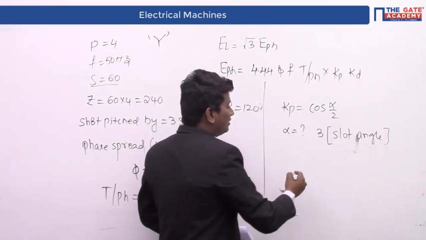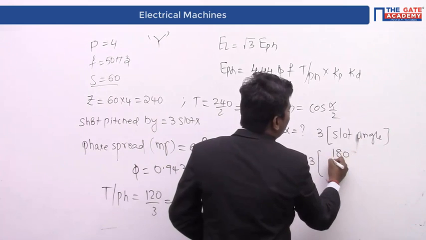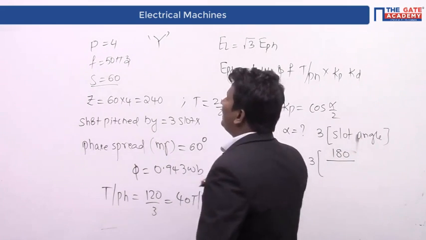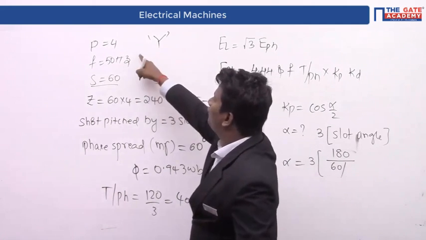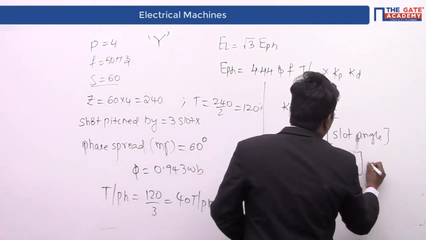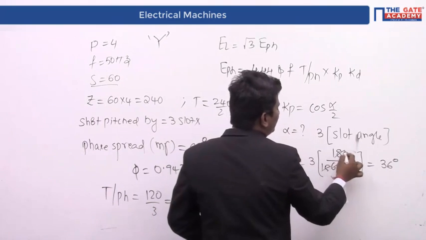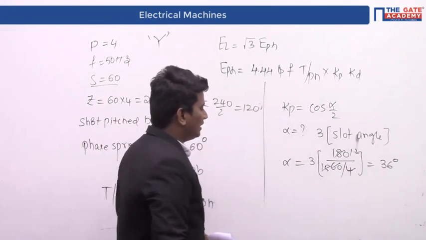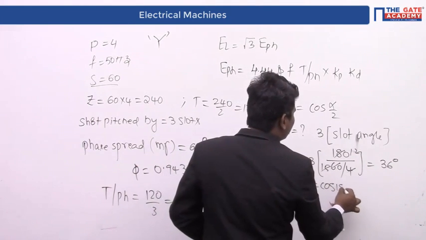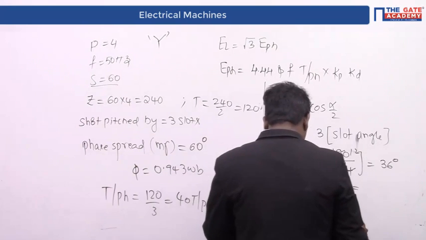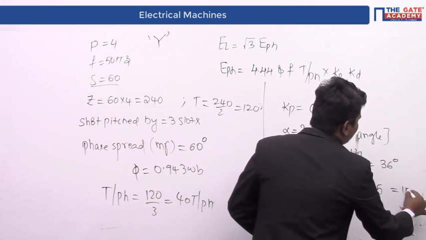How to find out the slot angle? Alpha is equal to 3 into slot angle, which is nothing but pole pitch by slots per pole. How many slots are there? 60. How many poles we have? 4. Therefore, it will be 12 degrees, so 3 into 12 is 36 degrees, right? Therefore, cos of alpha by 2 is equal to cos 18 degrees, which is 0.95. So this is nothing but your Kp.